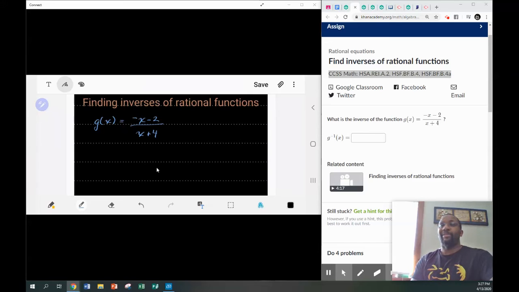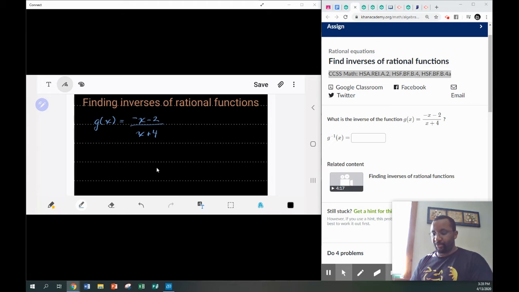All right, guys, this is about the last hurrah right here. We're going to do finding inverses of rational functions. You should see the problem written there on the screen. Finding inverses of rational functions. Inverses is really not such a difficult concept.